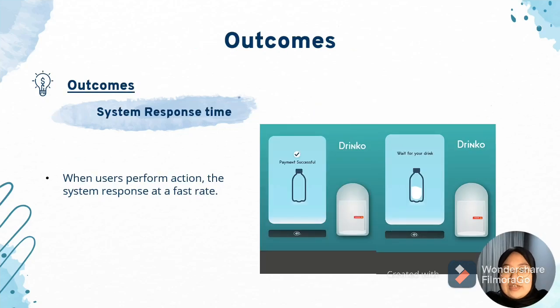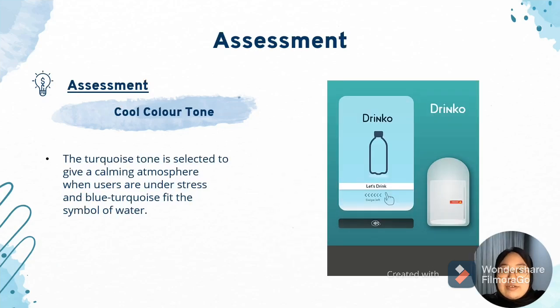Fourth stage of the UX design guideline is the outcomes. The outcomes focuses on how the non-interaction functionality of the system helps users achieve their goal. So we have applied the system response time. When users perform action, the system responds at a very fast rate. For example, when users make a payment, it will respond at a fast rate by changing the screen to please wait for your drink.